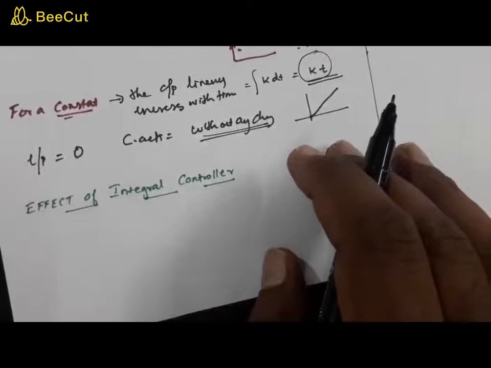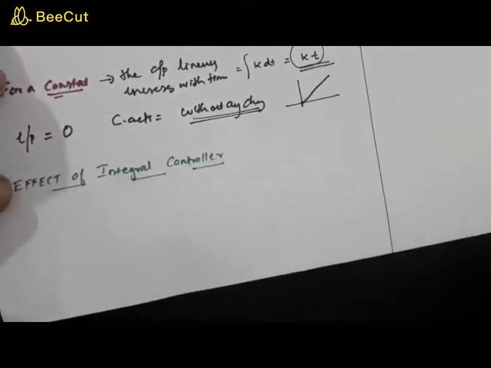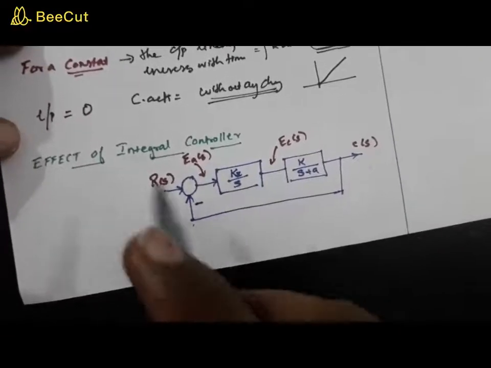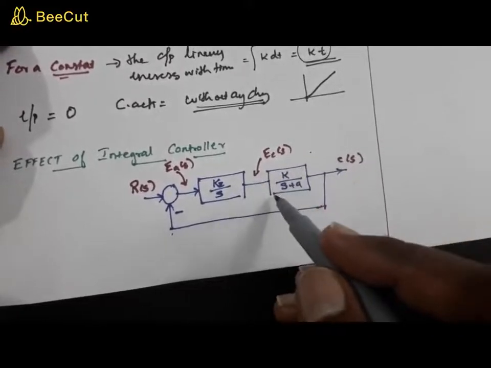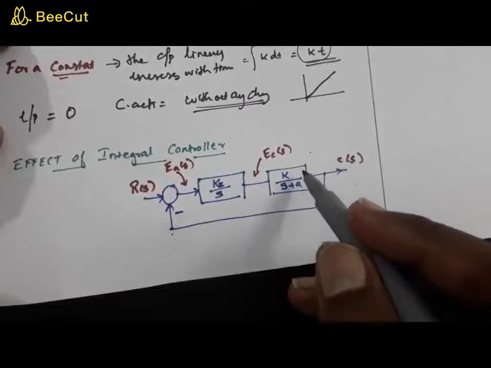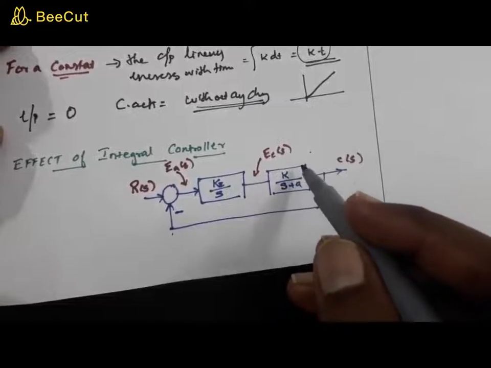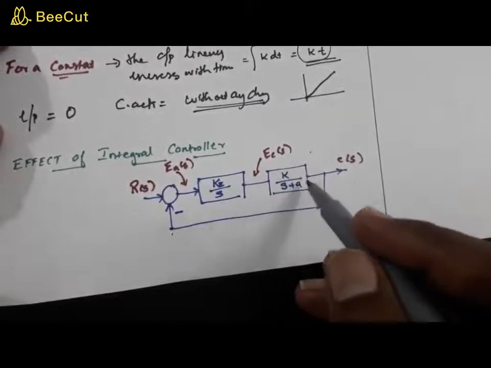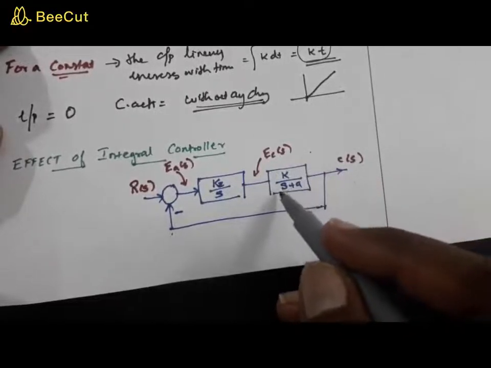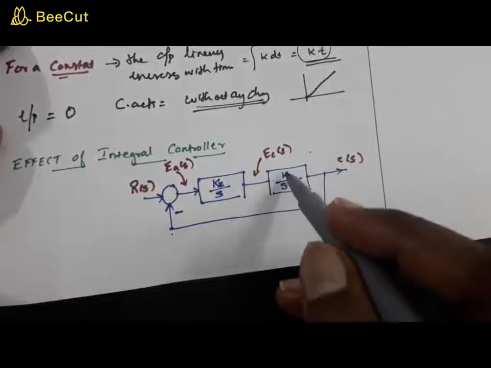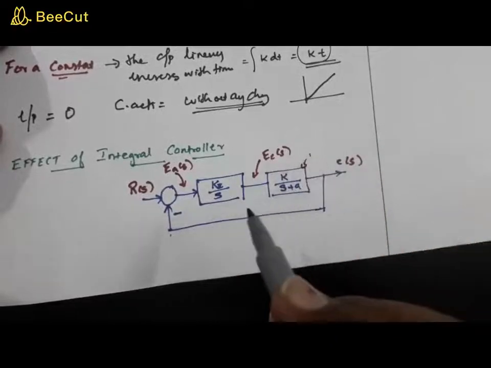Now let us see the effect of an integral controller. For that, I am considering a block diagram as shown in the figure. You are considering a plant or a process whose transfer function is K by (s plus a). By looking at this transfer function, you can see that this process is a type 0 system, because there is no pole at the origin.